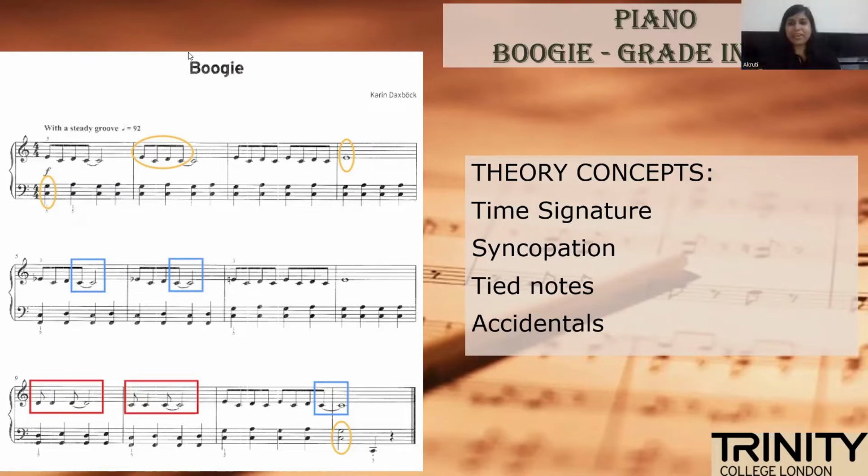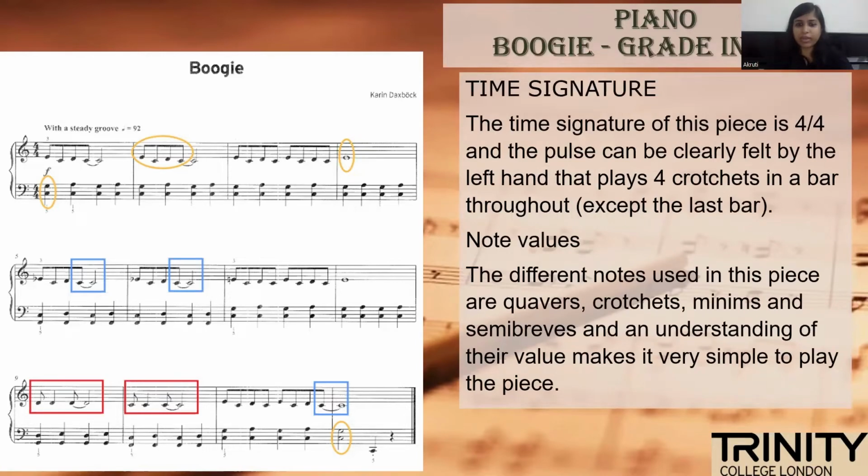Thank you, ma'am. Good evening, everybody. Let's look at Boogie by Karen Daxberg from the initial grade syllabus. The important theoretical concepts in this piece are time signature, syncopation, tied notes, and accidentals. Let's talk about each of them one by one.